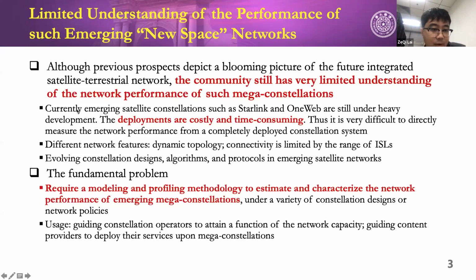For example, the current emerging satellite constellations such as Starlink and OneWeb are still under heavy deployment. The deployments are costly and time-consuming. Thus, it is very difficult to directly measure the network performance from a completely deployed constellation system. Also, satellite networks have very different network features, for example the dynamic topology and dynamic connectivity, and the connectivity is limited by the range of inter-satellite links. Also, the constellation designs, algorithms, and network protocols are evolving over the past years.